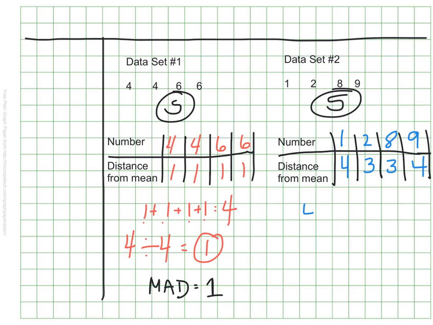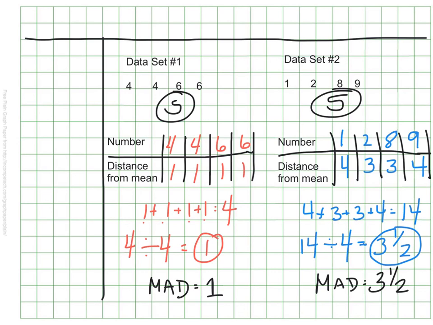This time, if I take all of those numbers and I add them up, I see that altogether the total distance away from my mean of 5 is 14. There are still 4 points, so I'm going to take my 14, divide it by my 4 numbers, and find my average, find the mean. This time it works out to be 3.5. Our MAD is 3.5.